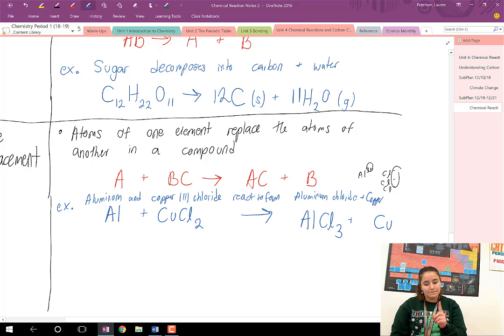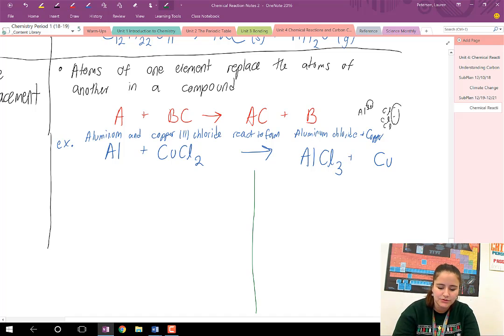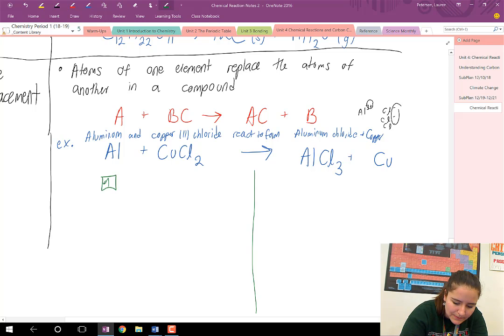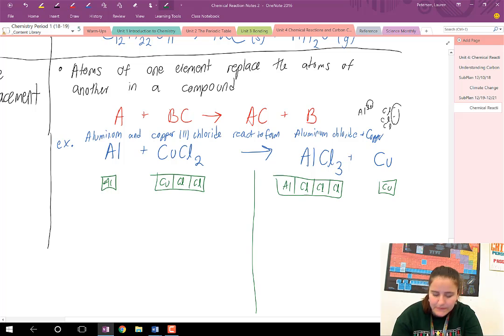Okay, but I'm not done yet. This reaction isn't balanced. If you can see how to balance it, great. I'm going to go ahead and do another example of the brick method to show you guys how that works. So draw my bricks, my aluminum, my copper, chlorine, my aluminum chloride, 1, 2, 3, and my solid copper.